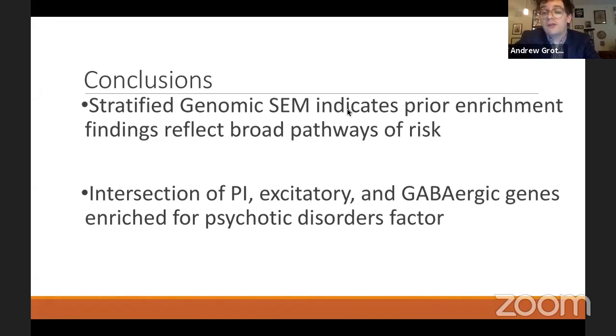And for the particular annotations that we created, we find that the intersection of PI genes, excitatory and GABAergic genes are enriched for this factor, which again, primarily indexes risk shared between bipolar disorder and schizophrenia, I think giving us some real insight into what it is that causes these two disorders to overlap genetically.